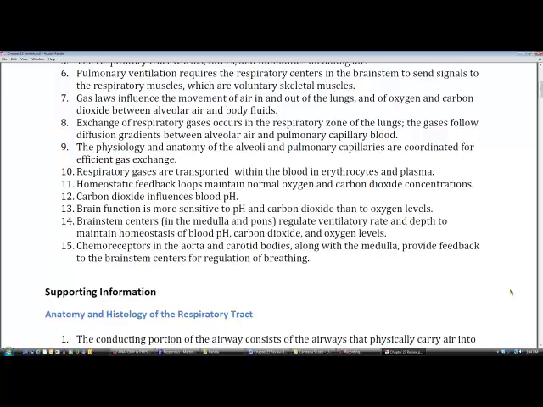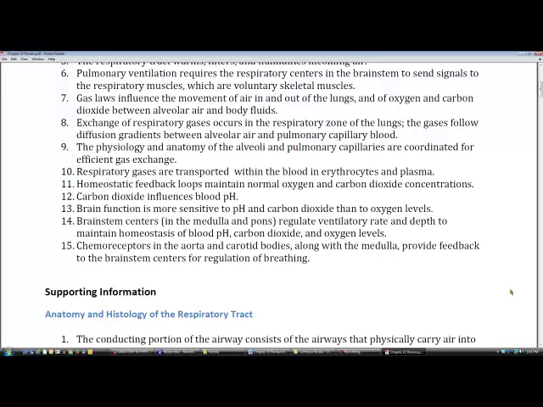And here's what you need to remember about that. When carbon dioxide increases, blood pH decreases. Remember that acids decrease pH, and carbon dioxide, when it gets dissolved in water, converts into the acid carbonic acid, which lowers the pH. Since brain function is sensitive to pH and carbon dioxide, it makes sense that the regulatory centers of the brain are more sensitive to pH and carbon dioxide than they are to oxygen levels.